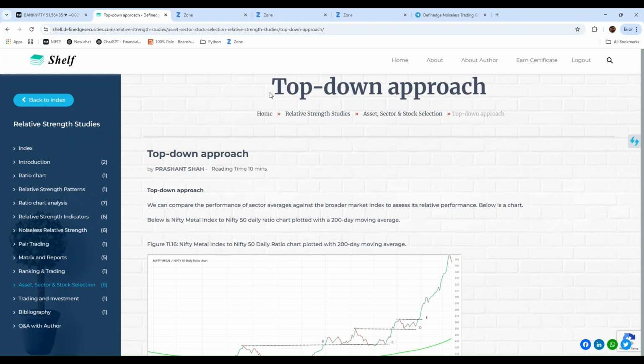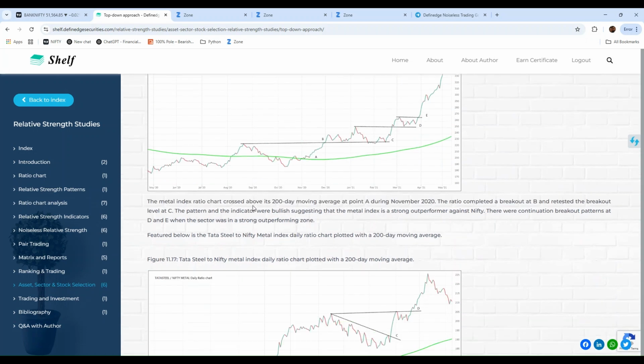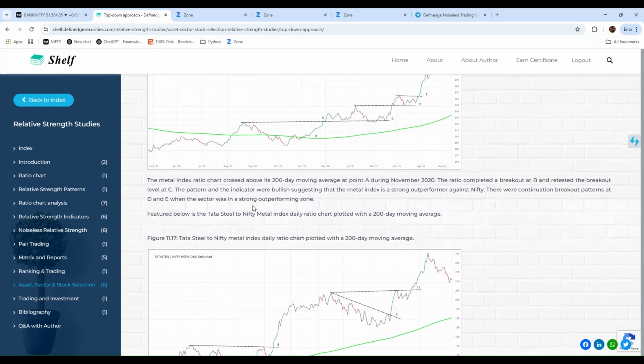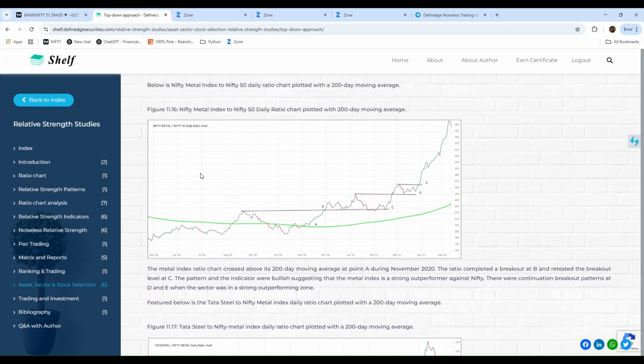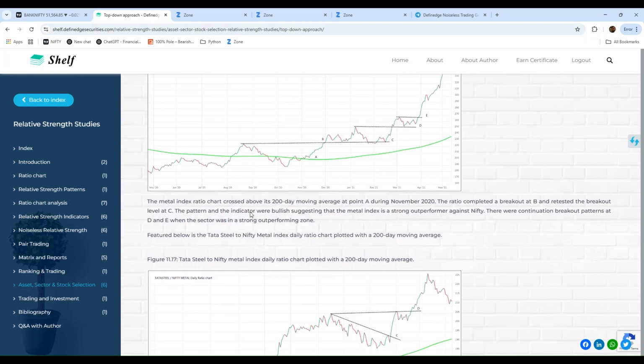But nonetheless, we'll have a quick chat on what the top-down approach is, and then how to go about it. Right? Top-down approach. This is by Prashant, and in top-down approach, we compare the sector to a benchmark. You can keep a Nifty 50, Nifty 500, or even do a multi-denominator, and then check that. Right. That's what we're going to have a look at.